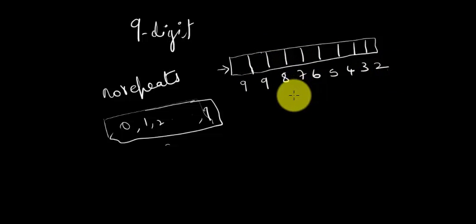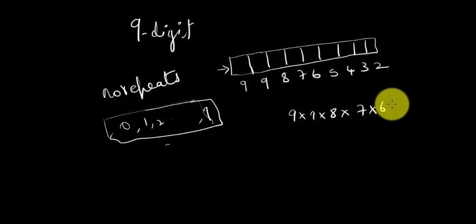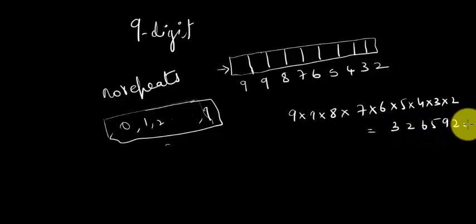And how much is that going to be? Let's see. 9 into 9 into 8 into 7 into 6 into 5 into 4 into 3 into 2 will be 3265920. That's 32,65,920.